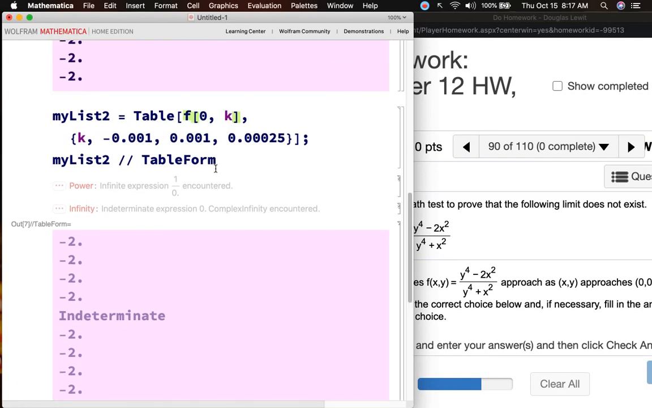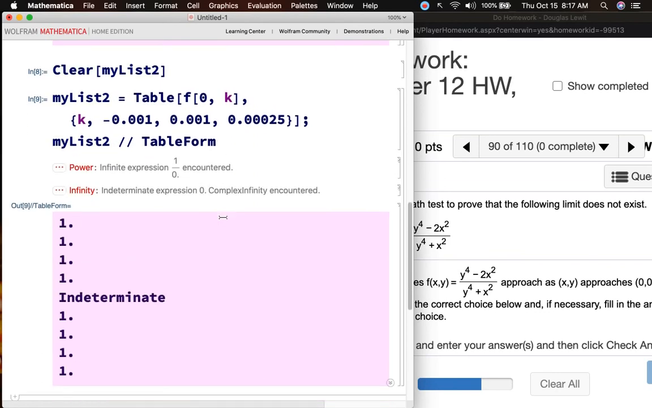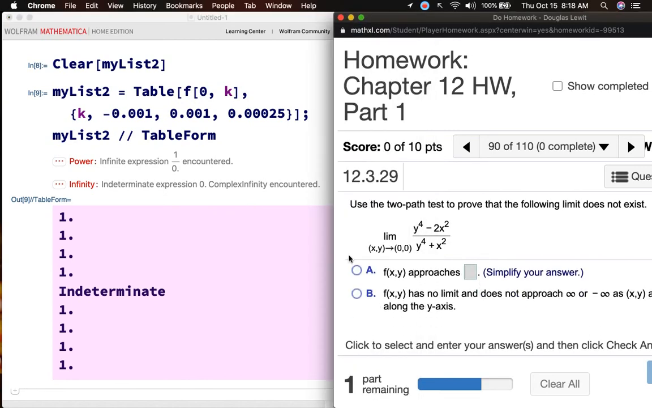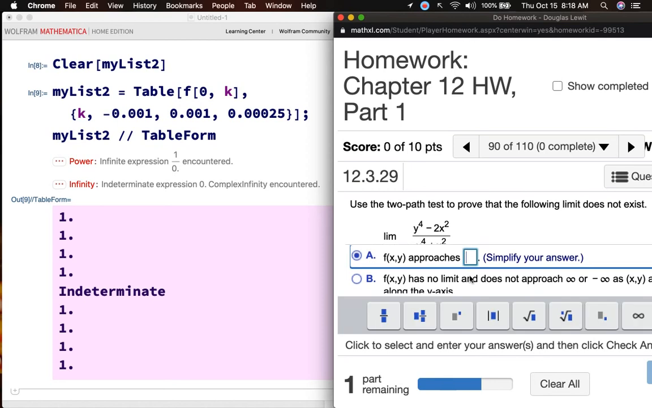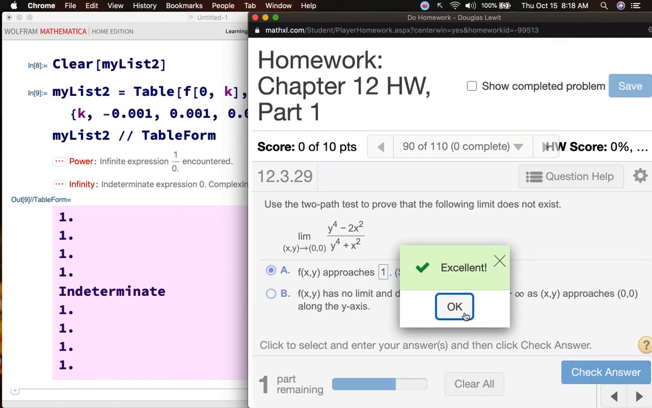We're moving along the y-axis, so I'm going to clear my list 2. Okay, so now if we're moving along the y-axis, we can see that we're approaching 1. We're approaching 1. f of x and y approaches 1. Okay? And that is correct.